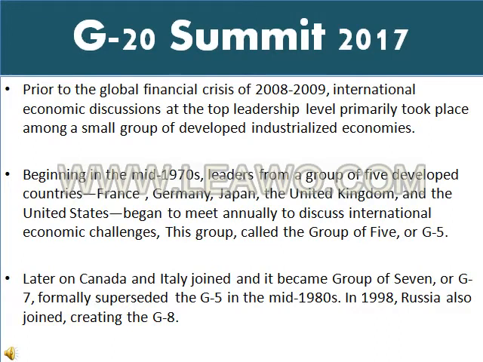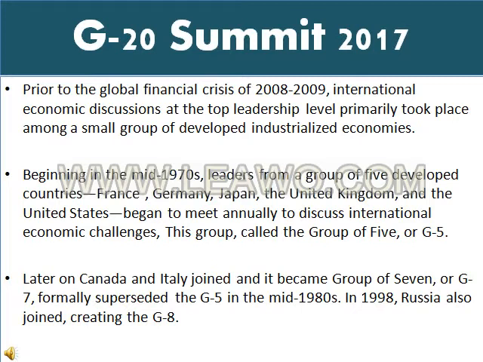Now we'll discuss the history of the G20 summit or G20 forum. Prior to the global financial crisis of 2008 and 2009, international economic discussions at the top leaders level primarily took place among a small group of developed industrialized economies. Beginning in the mid 1970s, leaders started small group discussions among 5 countries: France, Germany, Japan, United Kingdom and the United States. These 5 countries began to meet annually to discuss international economic challenges. This group was called Group 5 or G5.